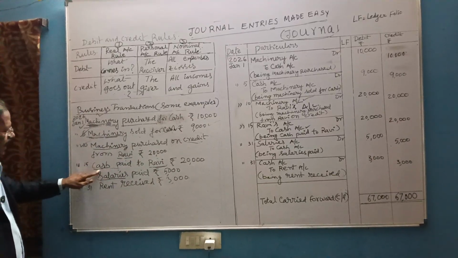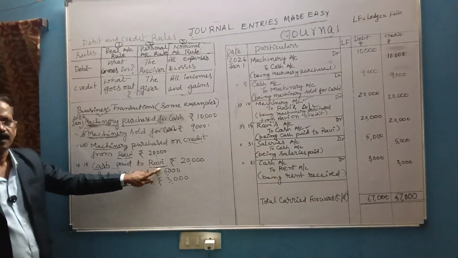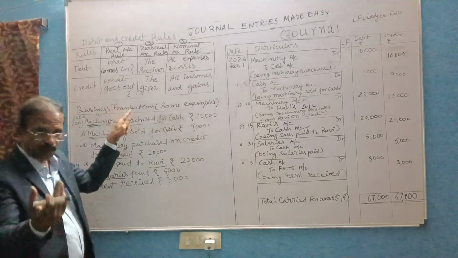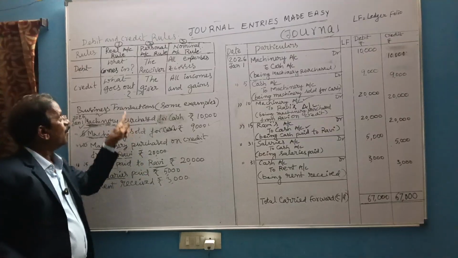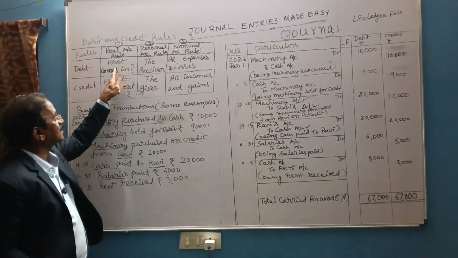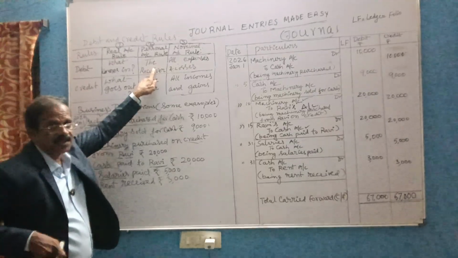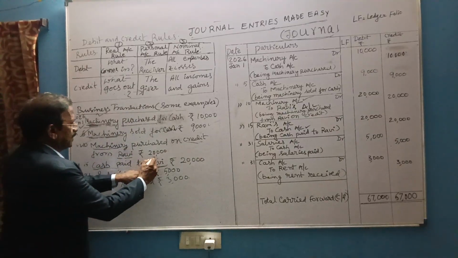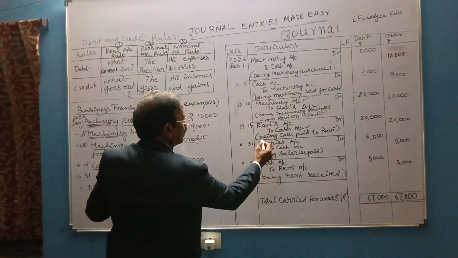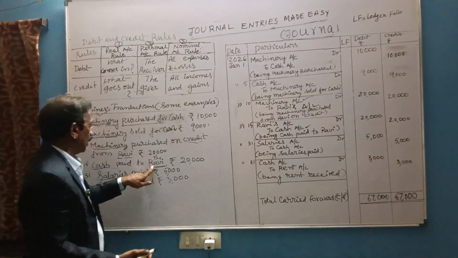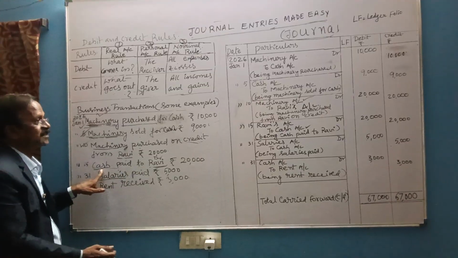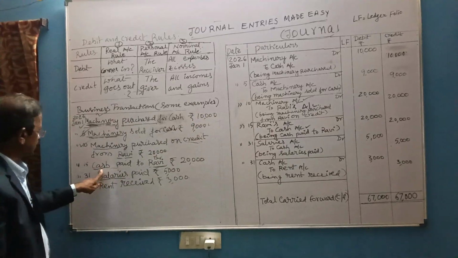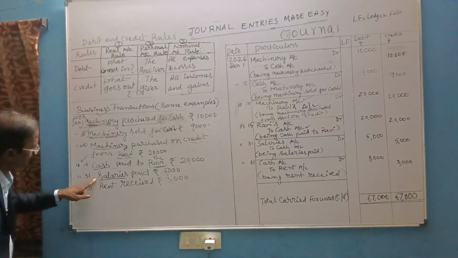Now coming to 15th. Cash paid to Ravi. We took cash and paid to Ravi. Put this question: what comes in? Nothing. When nothing is the answer, come to this: this cash is going to whom? Who is the receiver of our cash? Ravi is the receiver, so Ravi debit. What are we giving? We are giving cash, so cash credit. 20,000, 20,000. Narration as usual. This is also over.